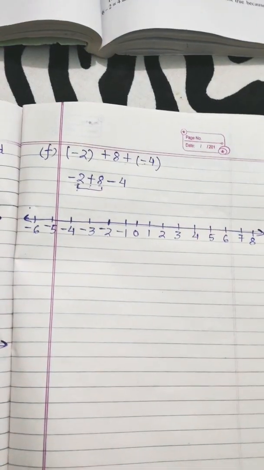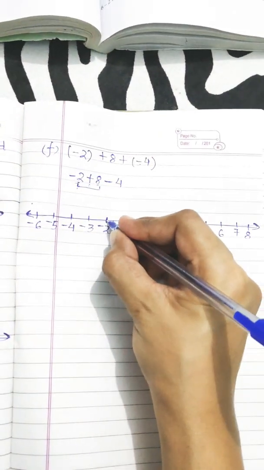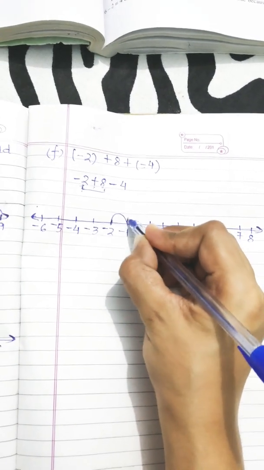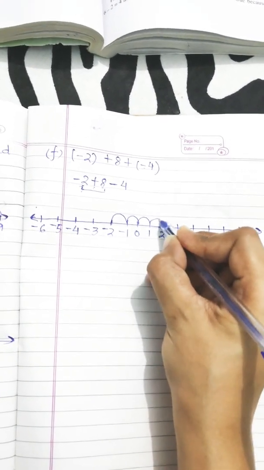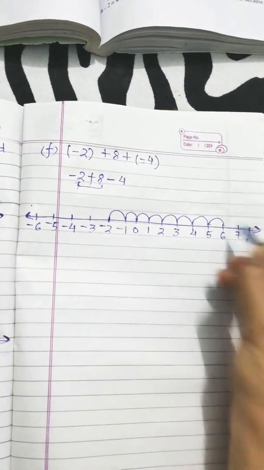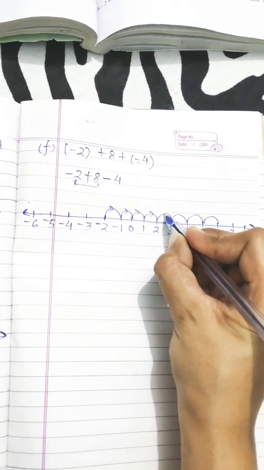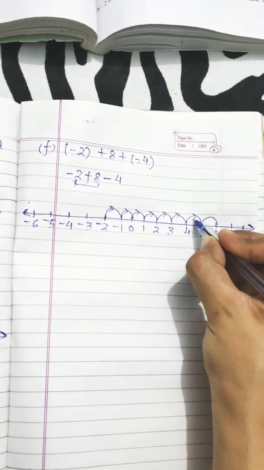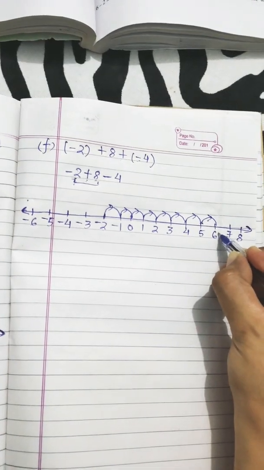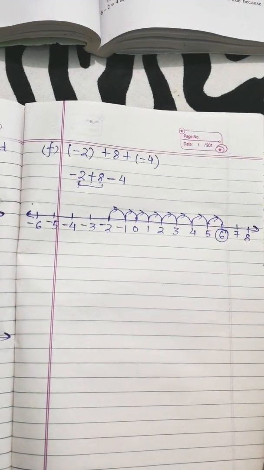The next integer is 8. That's why we will be taking 8 jumps. So starting from -2, 1, 2, 3, 4, 5, 6, 7, 8. We were moving in the right direction. That's why we will be showing the arrows in the right direction. So the answer of the first two integers is 6, positive 6.